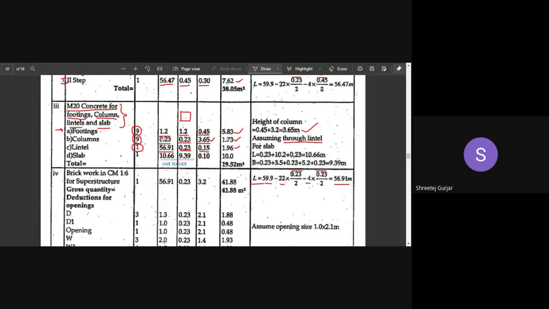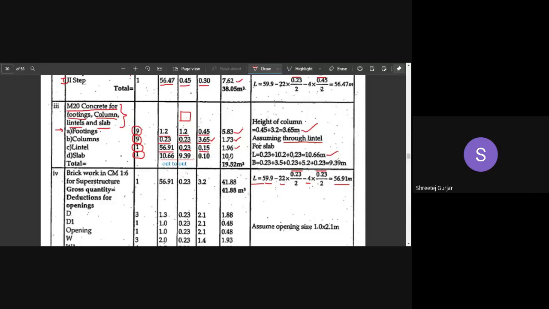Okay, lintel quantity. Moving on to slab. Slab is considered to be 1, and this is your out to out slab distance. If you look into your plan, what will be the length? Look into the dimensions of your living room. The length of your living room is 10.2 meters. For that, you have to add wall thicknesses on either side, that is 0.23 plus 0.23, and that is how you get the length of your slab, 10.66.